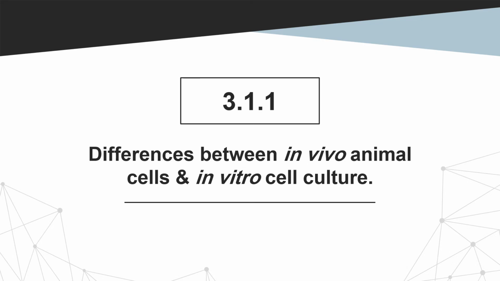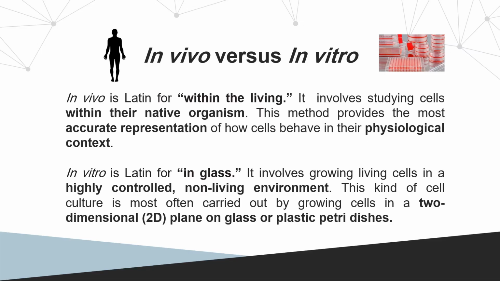Section 3.11: Differences between in vivo animal cell and in vitro cell culture. In vivo in the Latin language means within the living. So it basically involves studying cells within their native organism. And this method actually provides the most accurate representation of how cells actually behave in their physiological context.